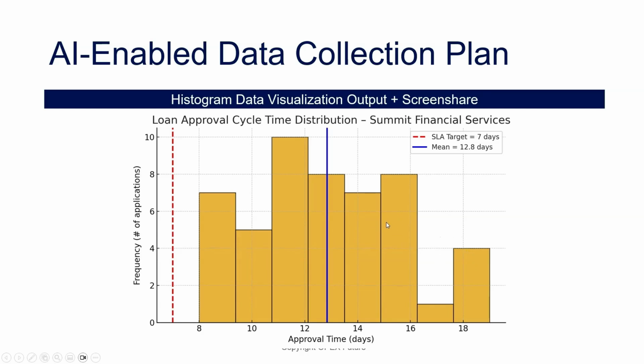So this allowed us to visually represent this data for our stakeholders and shareholders, so we can see exactly how this business is performing. And this makes it very clear that we're underperforming in our loan approval cycle time.